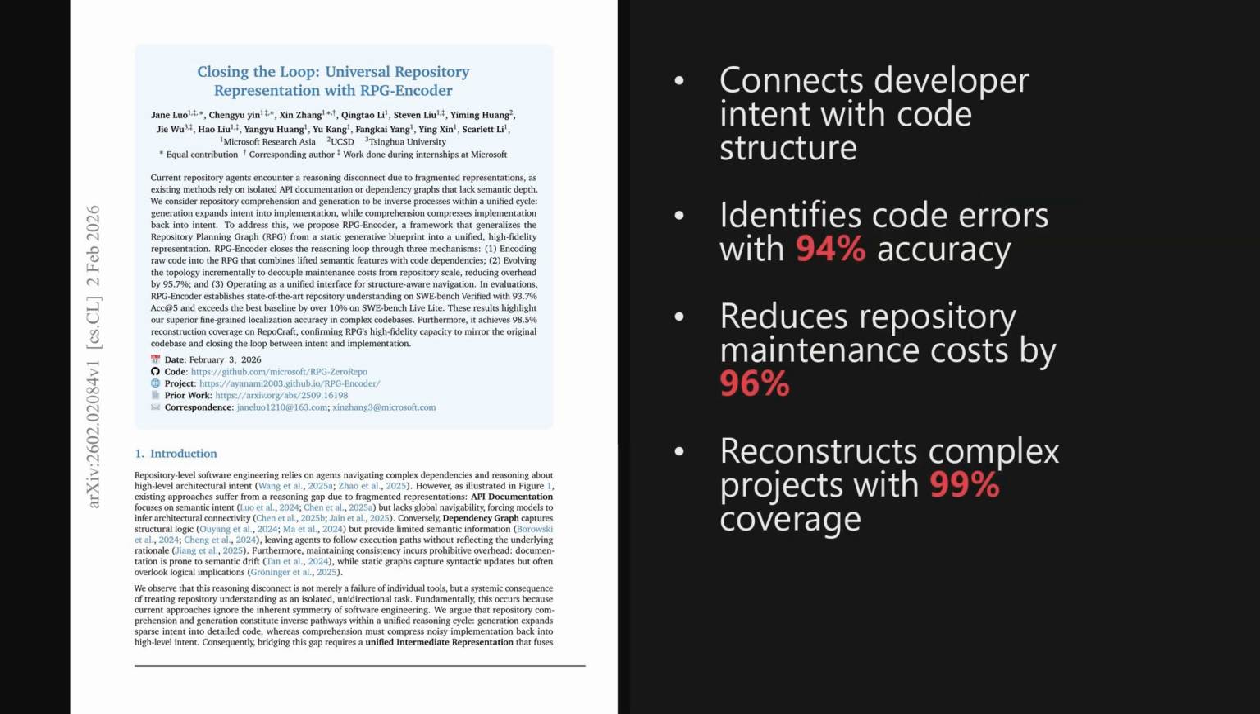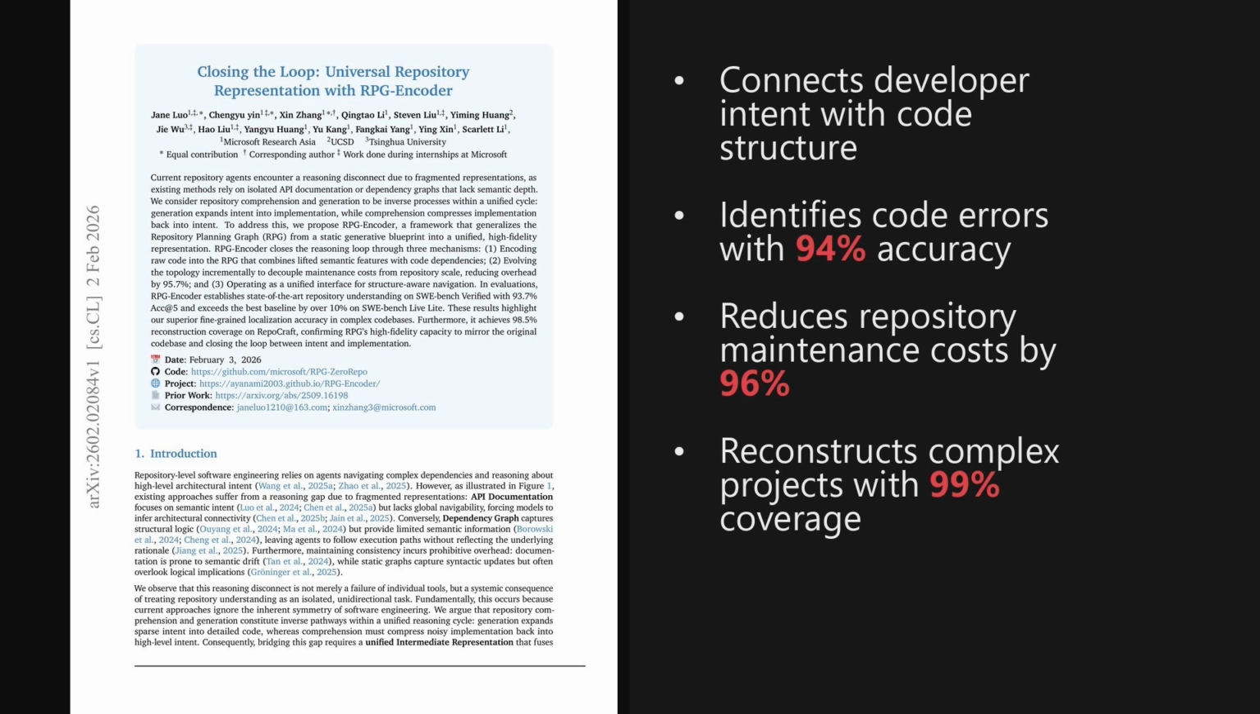I'm Alex. Today we're looking at a paper from the Hugging Face trending list, published on February 2nd, 2026, just 2 days ago. It introduces a framework called RPG-Encoder that establishes a new state-of-the-art for repository understanding, achieving nearly 94% accuracy on the SWE bench verified benchmark, while reducing maintenance overhead by almost 96%.